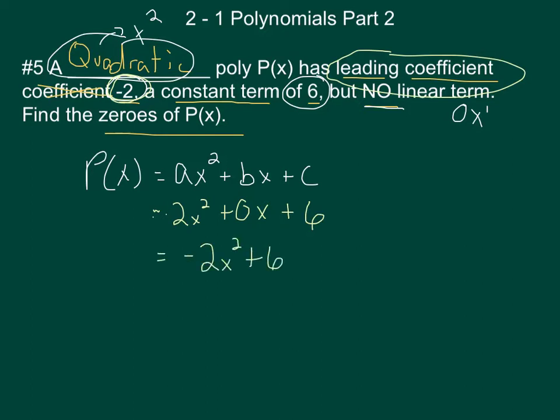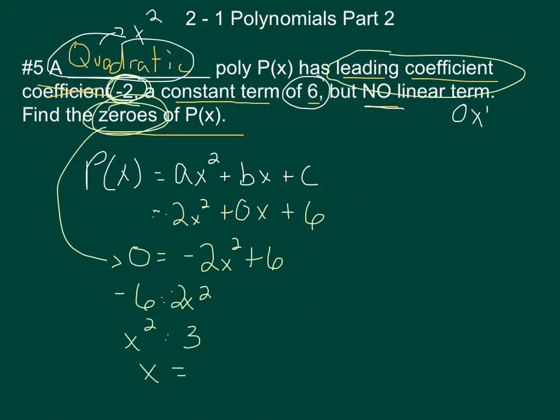And if you're going to find the zeros of a function, then you should set it equal to 0, because you're interested in when does y equal 0. Well, now you just solve. There's 2 ways you can do this. You can subtract 6 from both sides and divide by -2. So x squared is equal to 3. That means x could be plus or minus the square root of 3. We've got 2 real irrational roots.